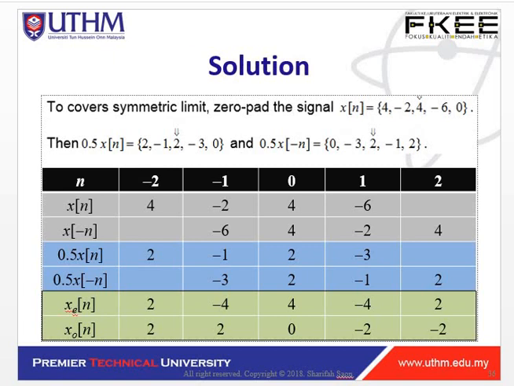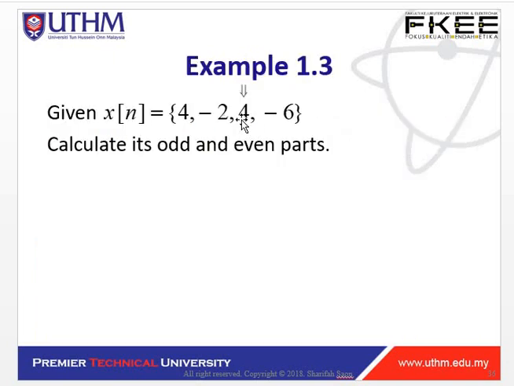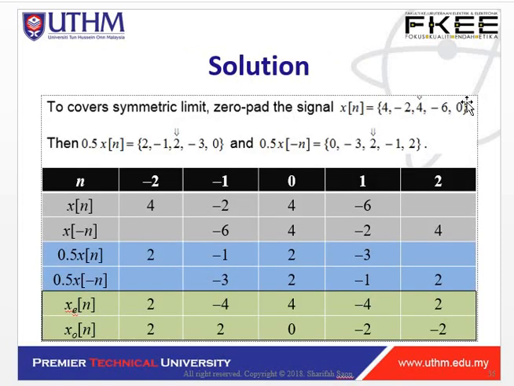To cover the symmetric limits, you see that from the question, the signal is 4, negative 2, 4, negative 6. On the left-hand side there are only 2 units and on the right-hand side only 1 unit. So you need to have equal units. You zero pad the right-hand side, because you don't have any value there. You put a 0 just to cover the symmetry limits.